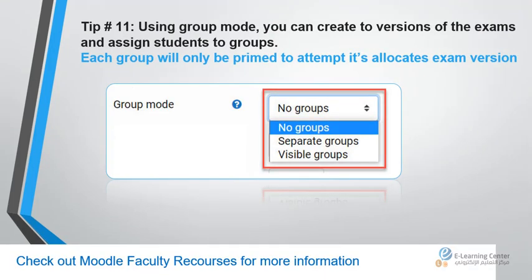Tip number 11. Using group mode, you can create multiple versions of your exam and allocate it to each group. This will ensure that each group is only permitted to attempt the allocated exam version. You can find more information about this on the Moodle Faculty Resources course. We will display how to access this course at the end of the session.